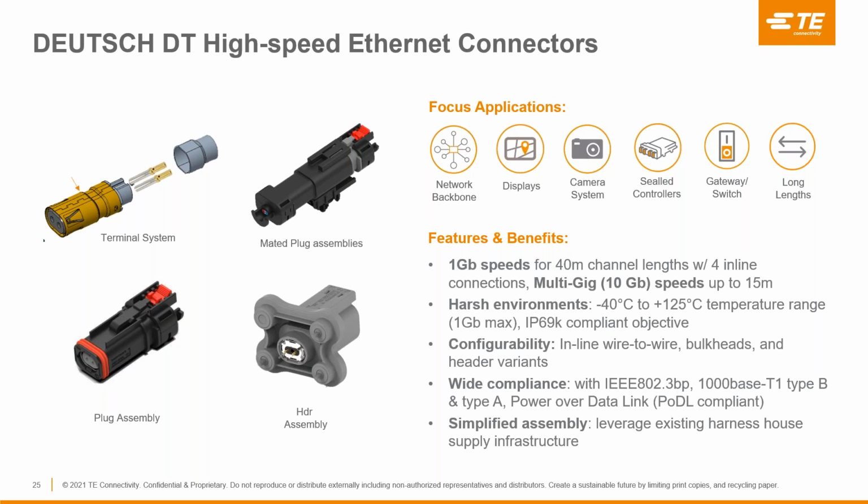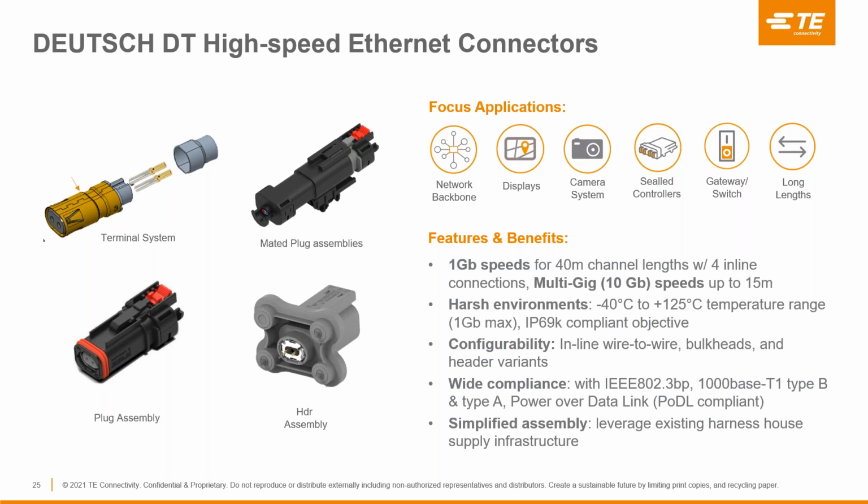1 gigabit speeds for up to 40-meter channel lengths with 4 inline connections, and higher speed for the 15-meter range. This is designed for the harshest of environments, -40 to 125 C, IP67, IP69K compliant, and available with inline connections, bulkhead mount connections, header variations, again, to address those features that we talked about earlier in the presentation. The compliance is to the IEEE 802.3 BP, both for Type A. Type A refers to a 15-meter channel, and Type B refers to the 40-meter channel length.